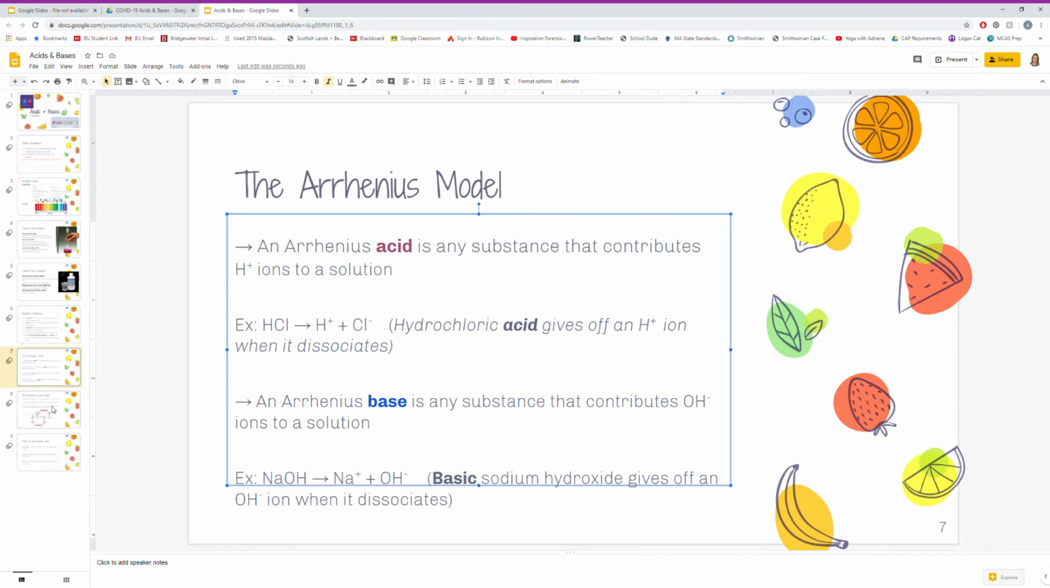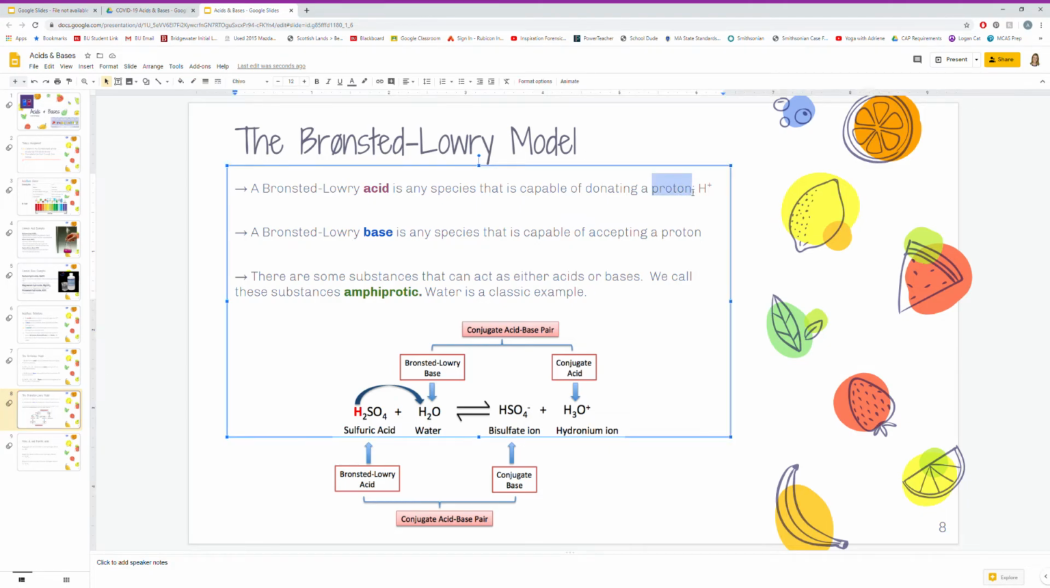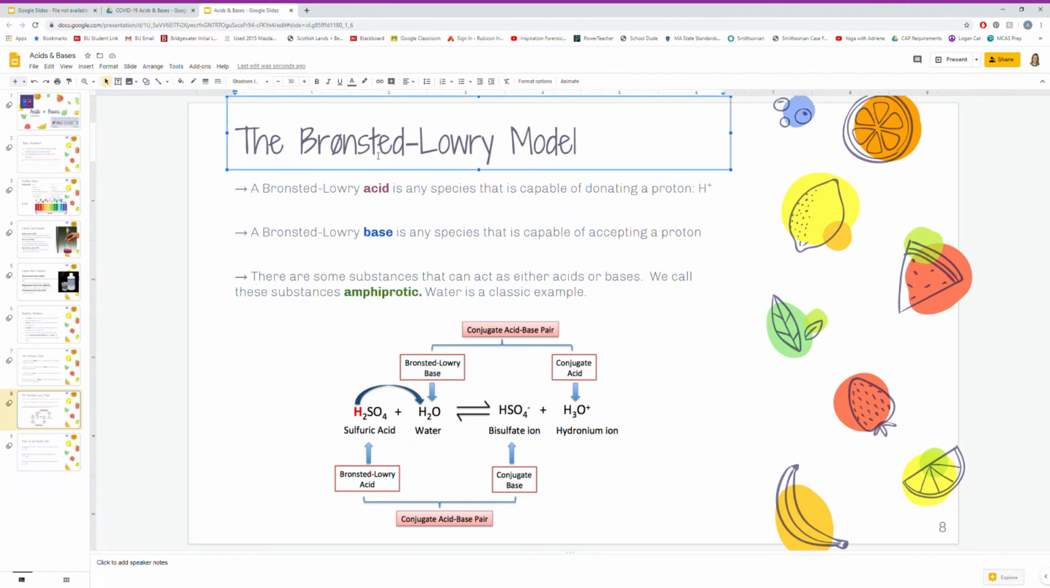The favored model is the Bronsted-Lowry model. A Bronsted-Lowry acid is any species that's capable of donating a proton. So instead of a hydrogen ion, we're referring to H+ now, for Bronsted-Lowry, as a proton. And we're not saying it has to be in solution. It's any species. A Bronsted-Lowry base is any species that's capable of accepting a proton.